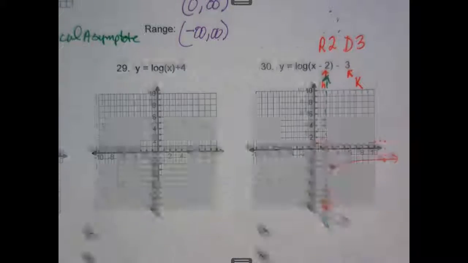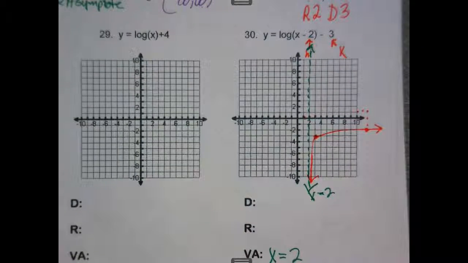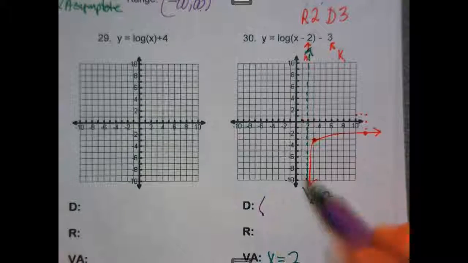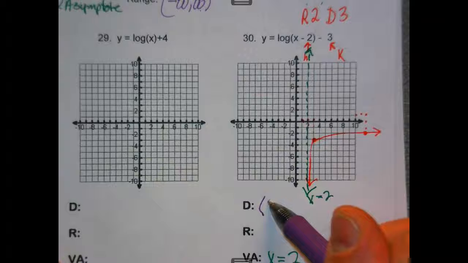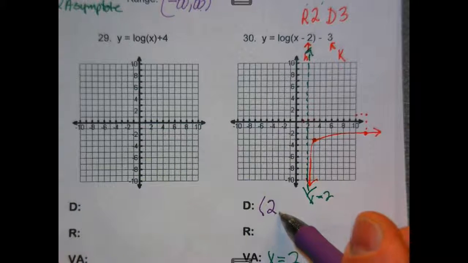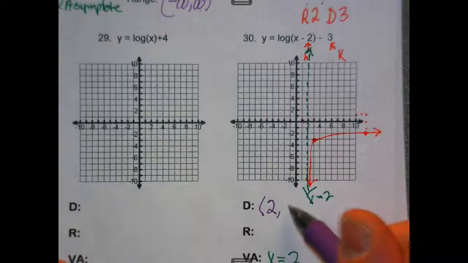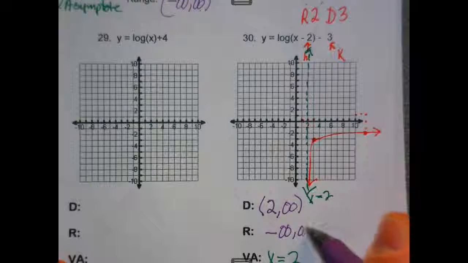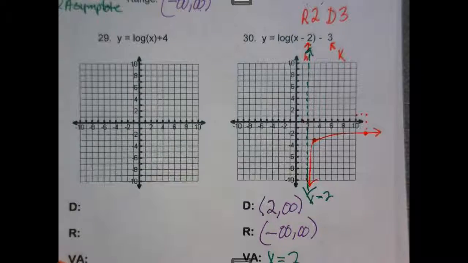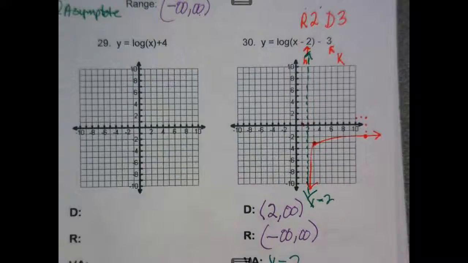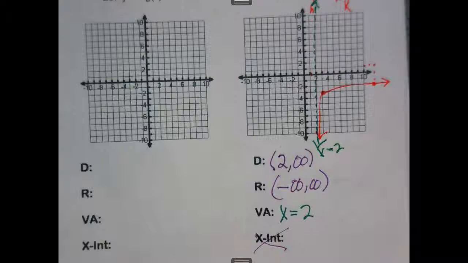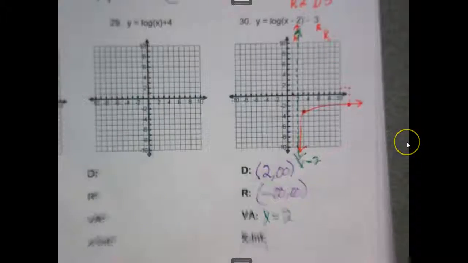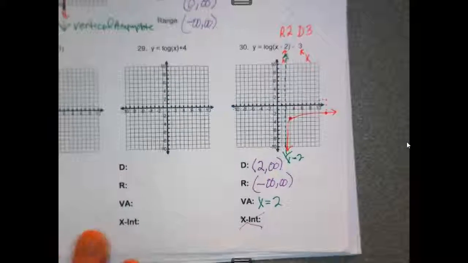Easy peasy. What's my domain? What's my vertical asymptote? 2. My h is 2, infinity. Range is always going to be, don't worry about the x-intercept on this one. It's a very large number. Okay, questions, comments, concerns?